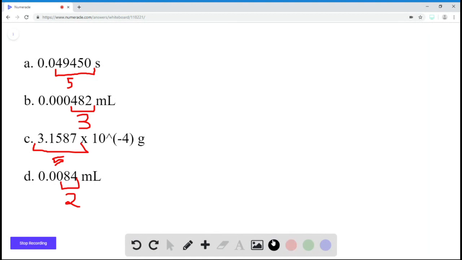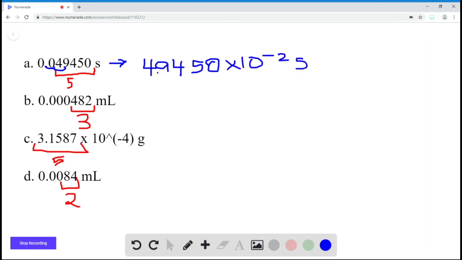And so one way of checking or showing that these zeros to the left are not significant is we can also rewrite this in scientific notation. So if we were to write this in scientific notation, we would write 4.9450, because again, this 0 is significant. Anything to the right of the decimal point is significant, so we have to include it. And if you look, we go 2 decimal points, so times 10 to the negative 2 seconds. And you can see again, 5 significant figures.